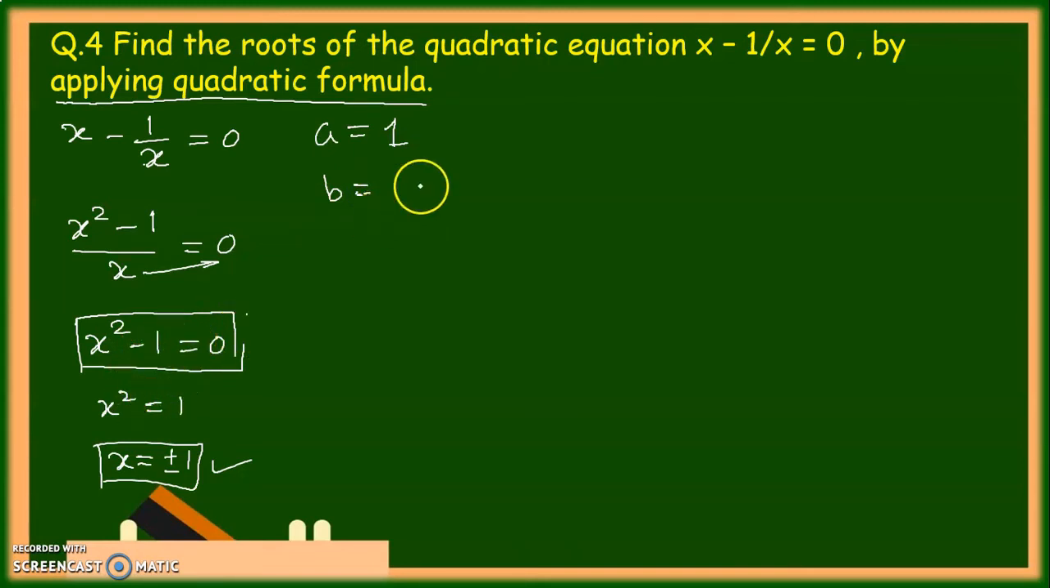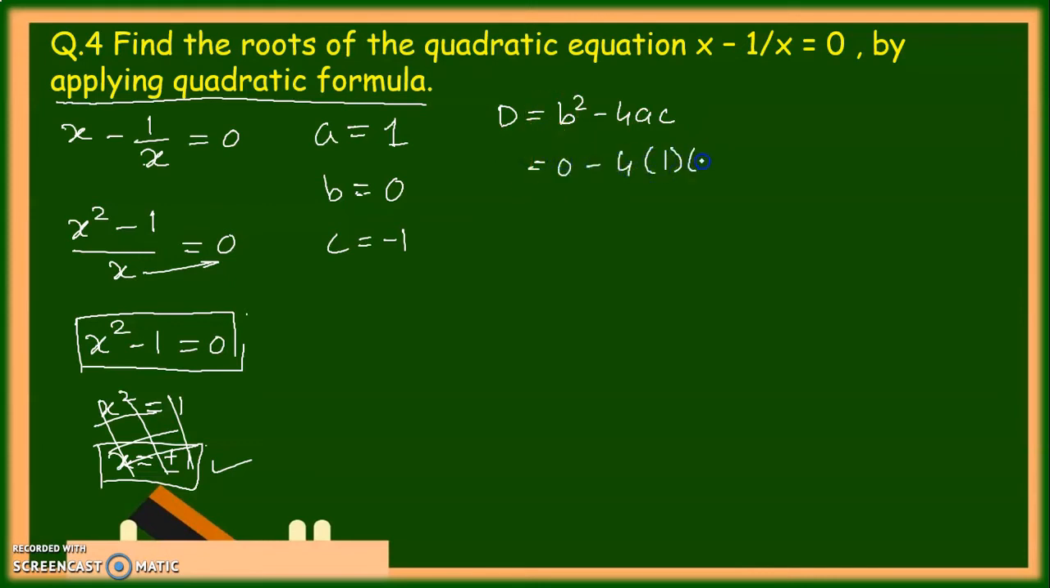So x is not given here, so b is 0. And the c, that is the constant term, that is given as minus 1. Here we can't do this method directly, because it is given to find the roots by applying the quadratic formula. So first of all, find the value of d, that is b square minus 4ac. So here b is 0, minus 4, a is 1, and c is minus 1.